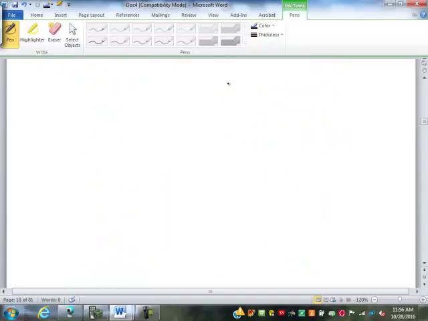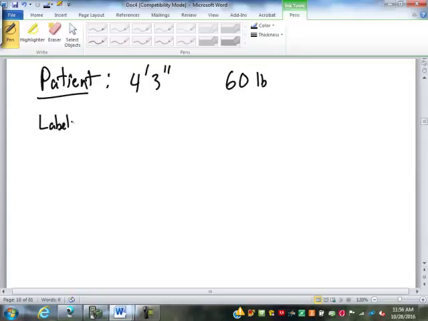So we can do the same type of calculations. Let's just deal with a patient who is 4'3" and 60 pounds. A label says to administer 20 milligrams per square meter of body surface area. So our first step here is going to be to figure out body surface area.